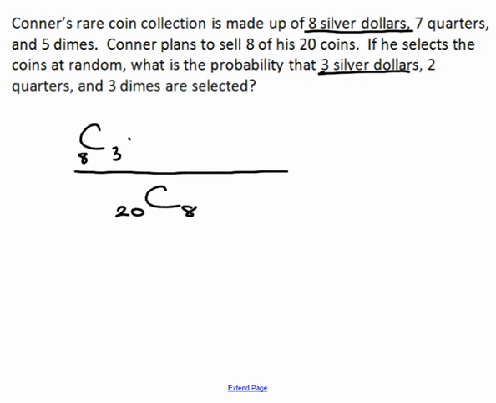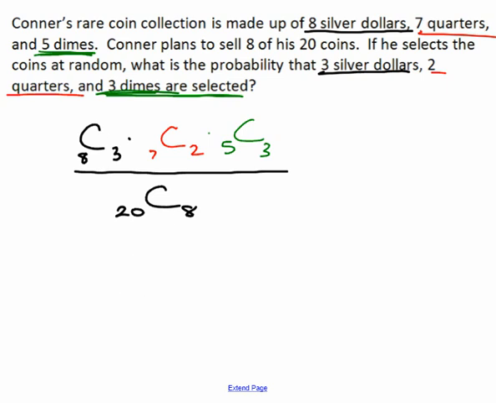Okay. Next, he's got 7 quarters, and we want to choose 2 of those quarters, so we'll do 7c2. The last one says he has 5 dimes, and we want to know the likelihood that he picks 3 of them. So we have 5c3. And that's all there is to it. This can be a complicated problem unless you're using combinations. It's pretty easy once you get the hang of it to just line them all up, and then you can do those by hand.